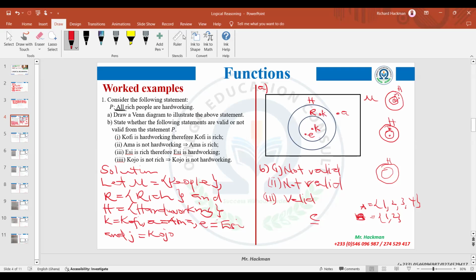Mr. Hackman, yes, please. But why is it that the circle for Rich has just one region in there? Yes, because the circle for Rich is only one circle. You can see there is no other circle inside. So if you are in R, this is the only possible region. You get it? Yes, please. Because immediately you go outside R, you are no longer in R, so you cannot be outside this circle. You get the point? Yes, please.